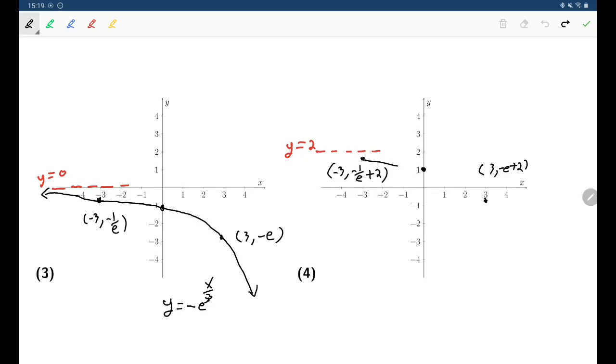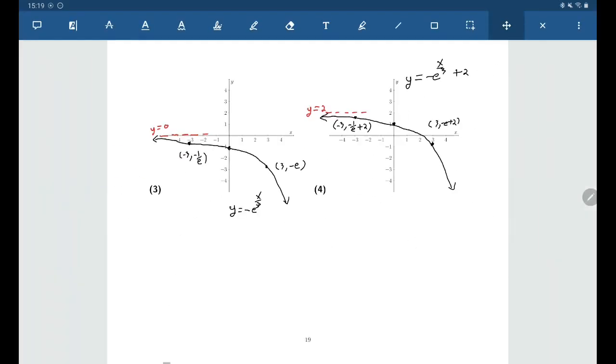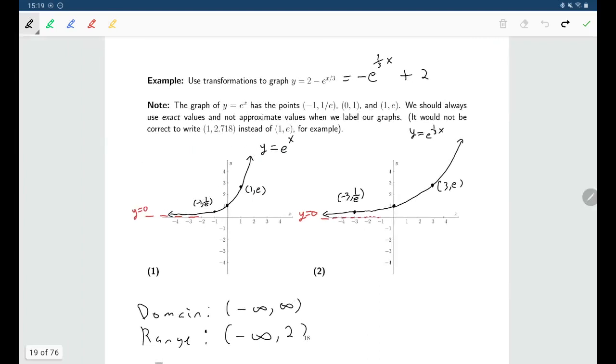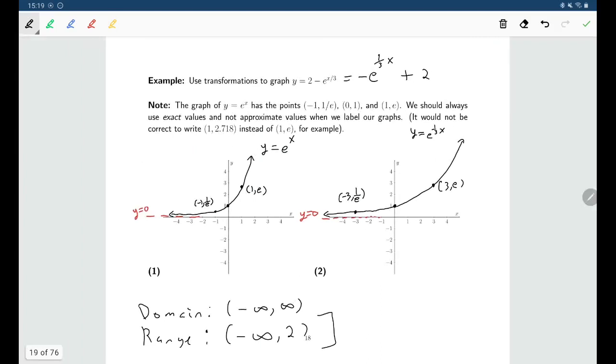And now I'll just connect my points, tapering off to that horizontal asymptote. And this is the graph of y is equal to negative e to the x over 3 plus 2. And as I predicted, if we're looking at this graph, the final graph that we have here has only y values that are smaller than 2. And so, not a surprise. This matches up with my range that I had predicted originally, that my range would be y values that are smaller than 2.